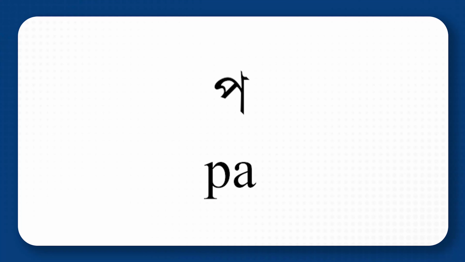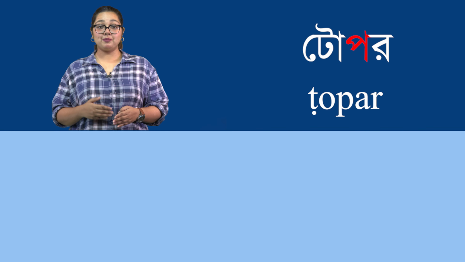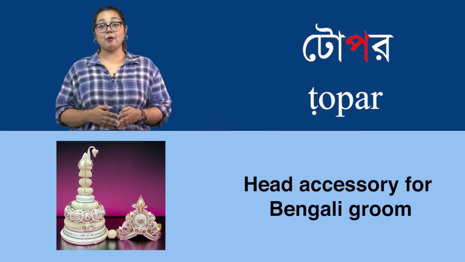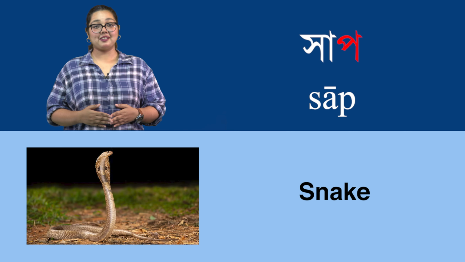The next letter is Pa. The pronunciation is similar to the paw in the English word pot. Bangla letter Pa also has Ardhamatra. This letter can occur word initially, such as in Pahar, which means hill, word medially in Topor, which means a head accessory for a Bengali groom, and word finally in Shap, which means snake.